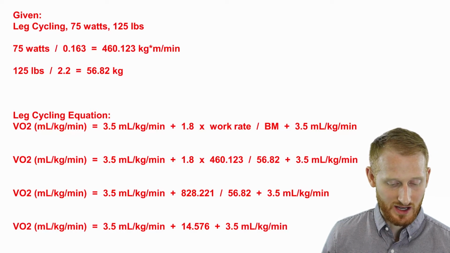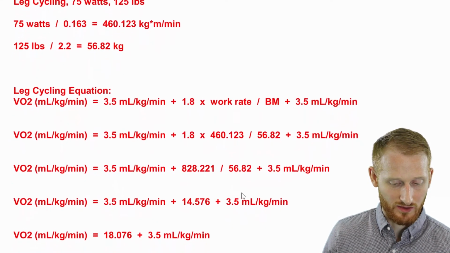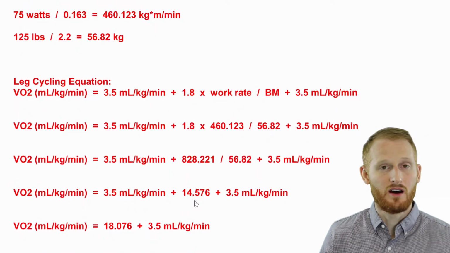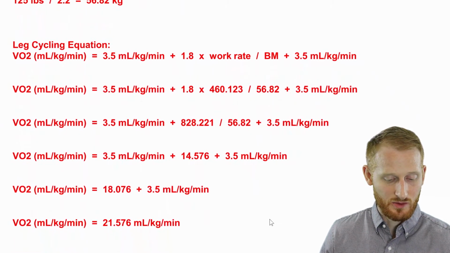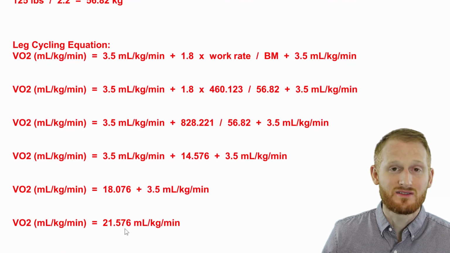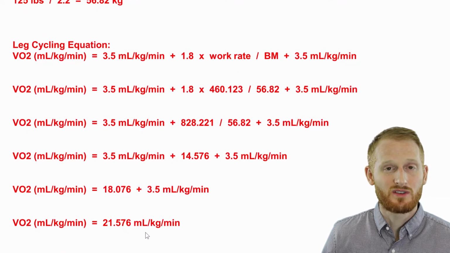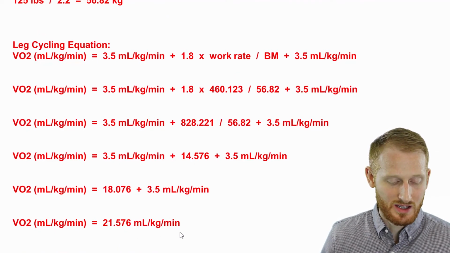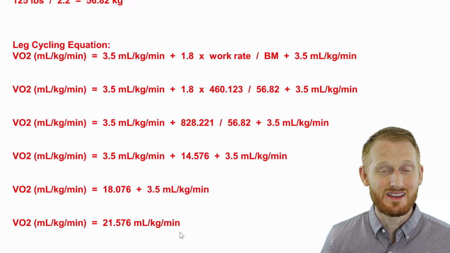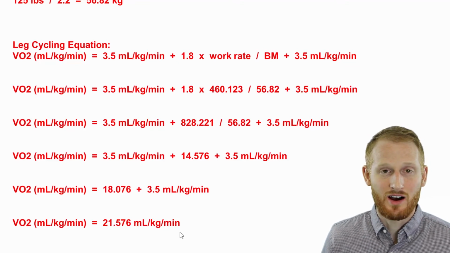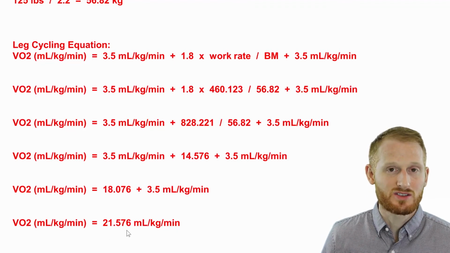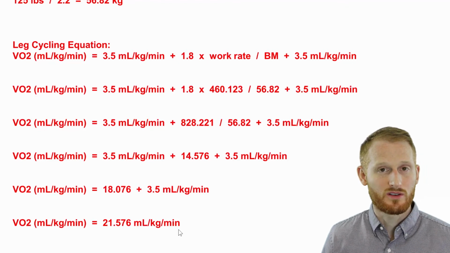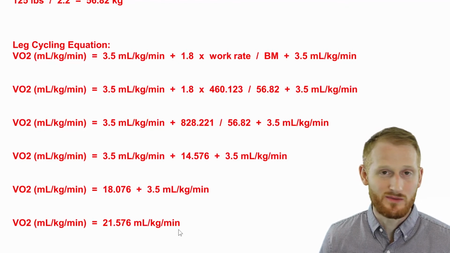So let's do that one at a time as well. Let's do 3.5 plus the 14.576, and we get 18.076. Add the additional 3.5 to that, and we end up getting 21.576 milliliters of oxygen per kilogram of body mass per minute as the exercise intensity in oxygen consumption units. So in other words, it takes 21 milliliters of oxygen per kilogram body mass per minute in order for her to do the exercise that we prescribed for her.